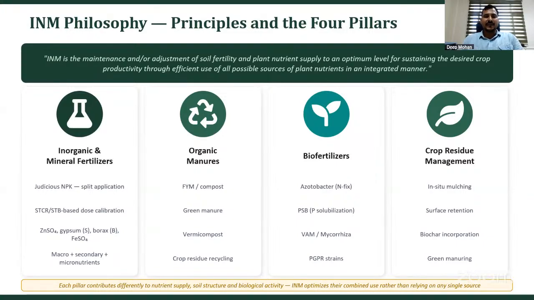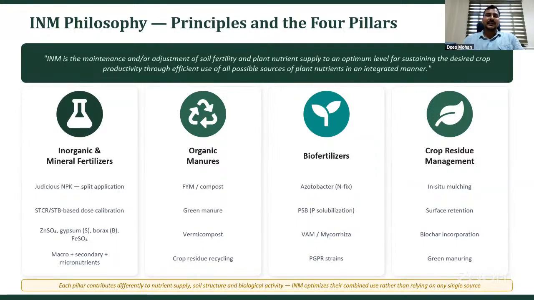The second pillar is organic manures. It contains organic sources like FYM, compost, green manure. These are slow release fertilizers. In addition to supplying the basic 17 nutrients, they also feed the soil microbes. They build organic matter, which is very important. Building organic carbon is very important for soil sustainability and long term use of soil.